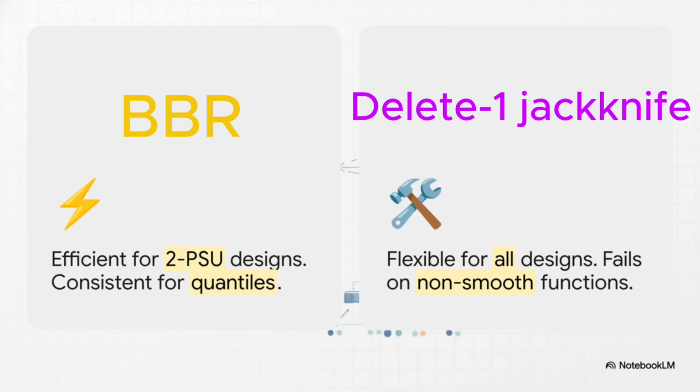On the flip side, the delete-1 jackknife is beautifully all-purpose. It's flexible for any design with more than 2 PSUs, but it is computationally way heavier. And critically, this is huge, it actually fails to consistently estimate variance on non-smooth functions. Literally, if you need the variance of a median, the jackknife is going to break down on you.